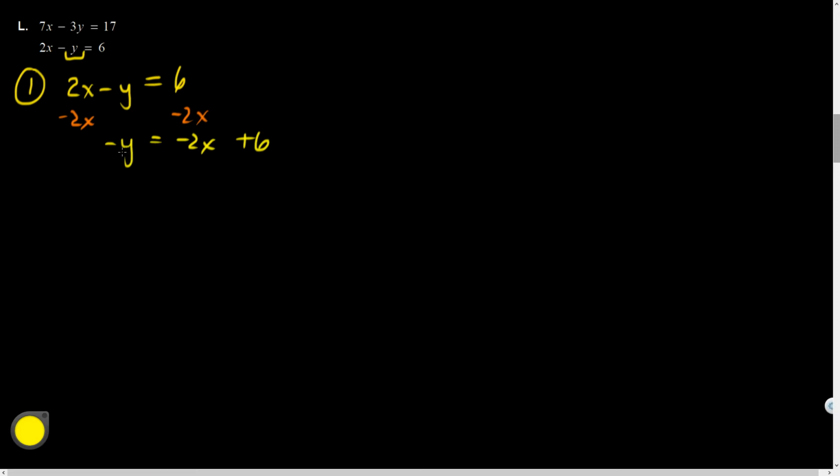How could I get y by itself here? I could add y, and then I'd have to move these two to the other side. Watch this. Y is technically being multiplied by negative 1. I could divide everybody by negative 1. I could also just multiply both sides by negative 1. That'll change the sign. Or I could just say opposite both sides. That's a perfectly fine move. So that's positive y, positive 2x, and minus 6. I just opposite. All right, so that's step one.